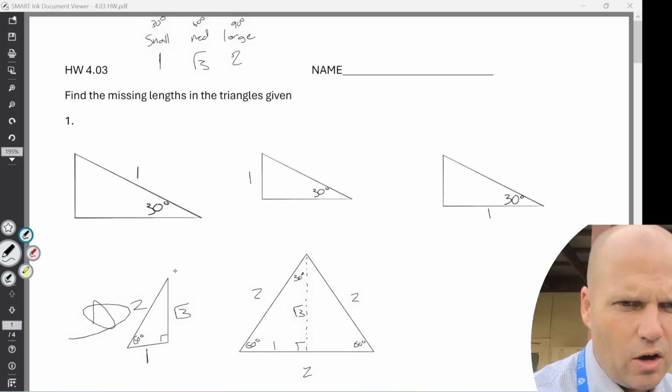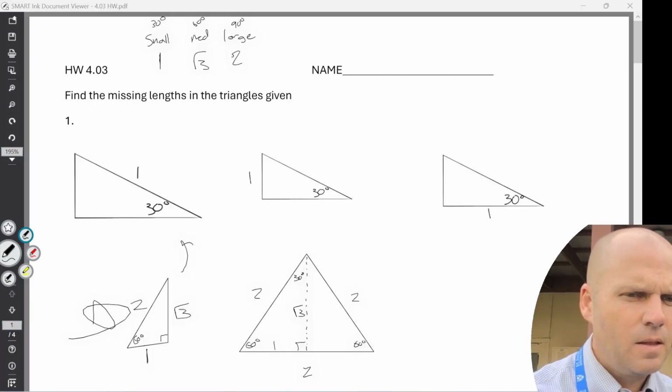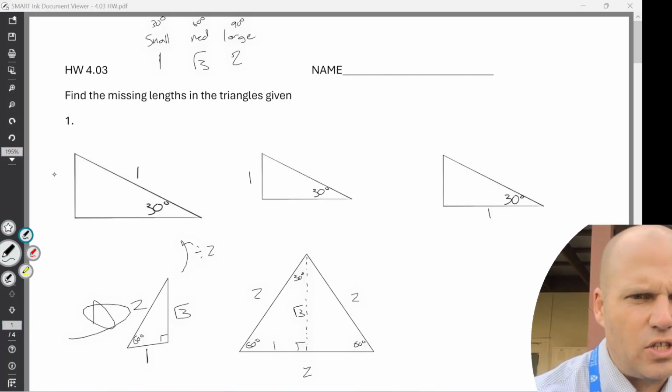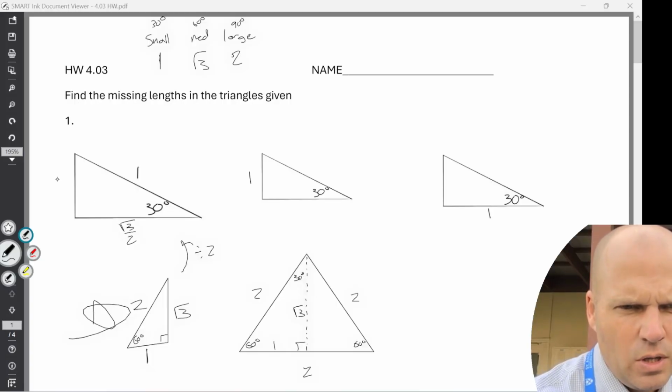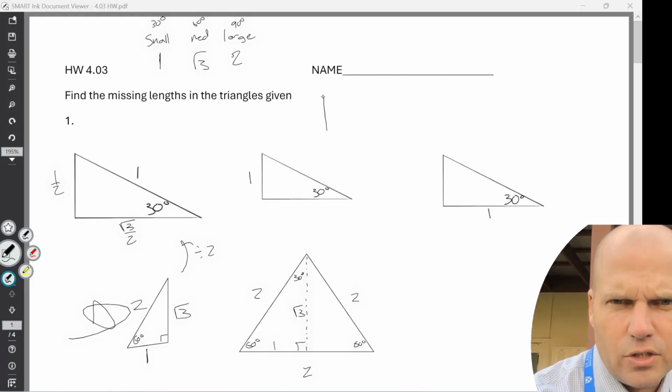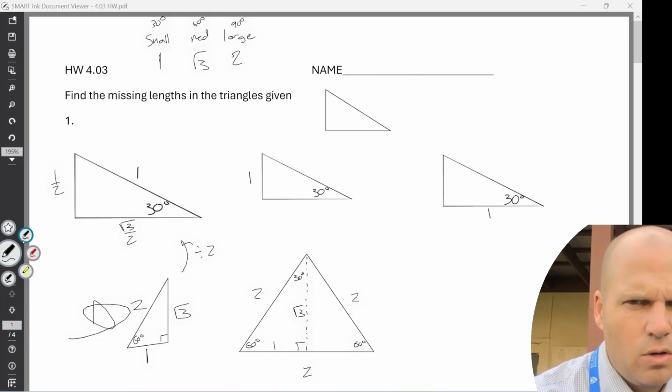We are going to scale this triangle, okay? So I have 2, and then it goes to 1. I'm dividing by 2, so I'm going to divide all these sides by 2. The medium side length would be root 3 over 2. The short side length would be 1/2. Cool? That's it.